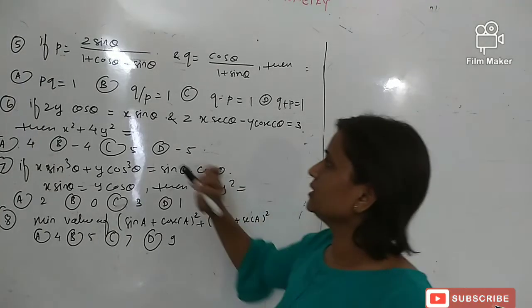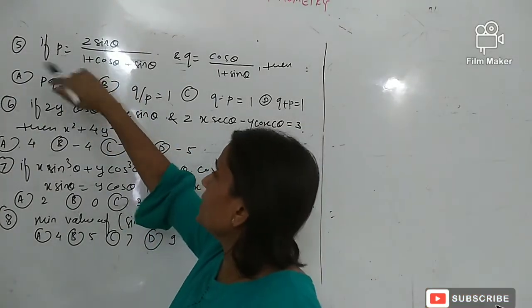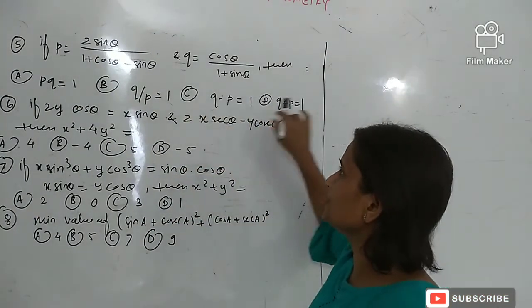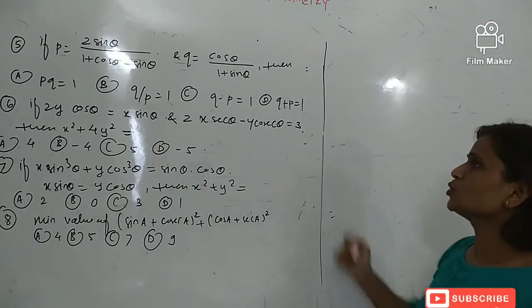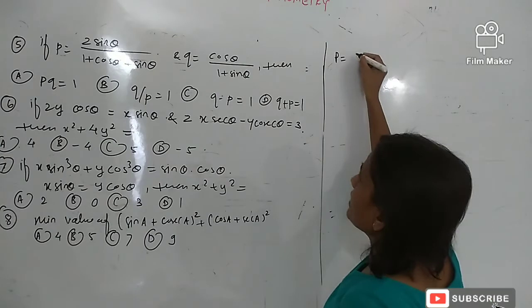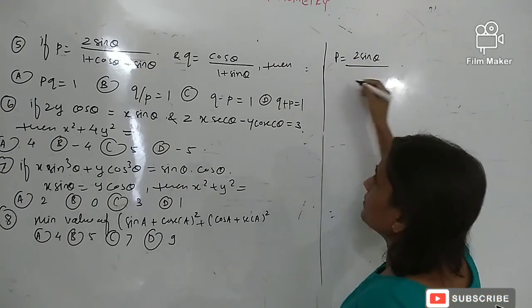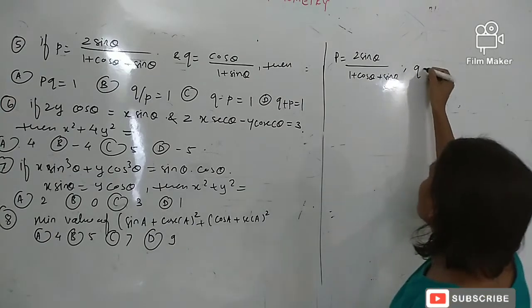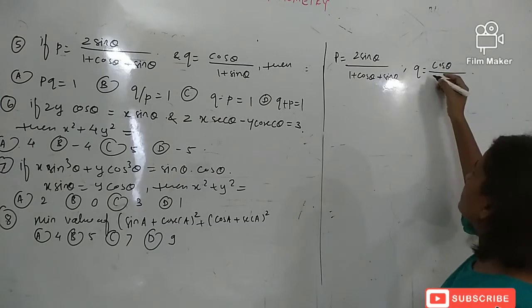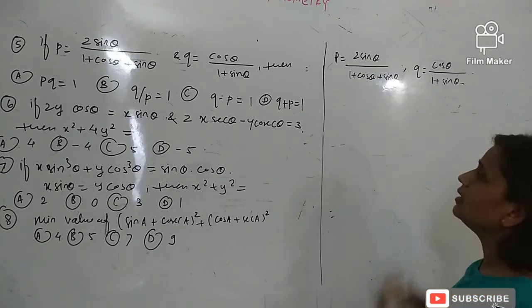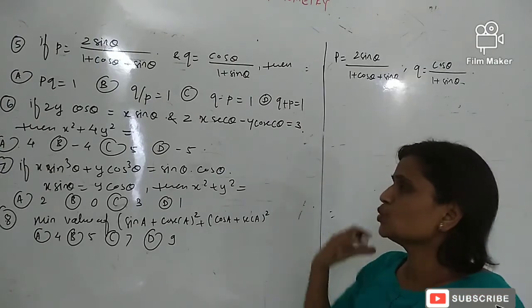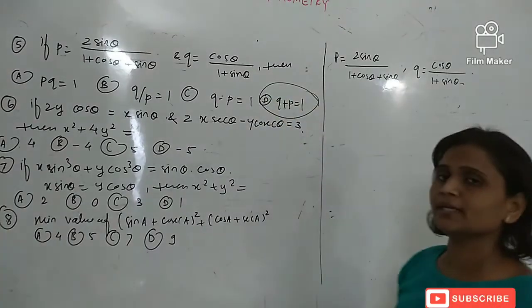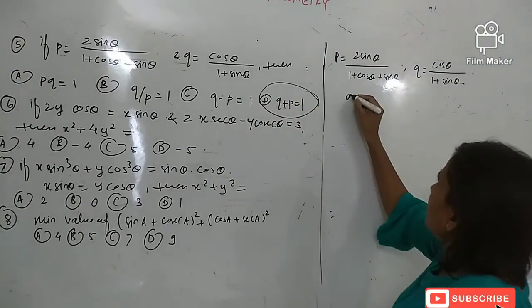Next question is the fifth question. In the fifth question, a p value is given, a q value is given, and the question is which option is correct. So start from the given values. First, p is given as 2 sin theta dividing by 1 plus cos theta plus sin theta, and q is equal to cos theta dividing by 1 plus sin theta. Then which option is correct? So try each and every option. I'm just starting from the last option, that q plus p is equal to 1. So just try q plus p.